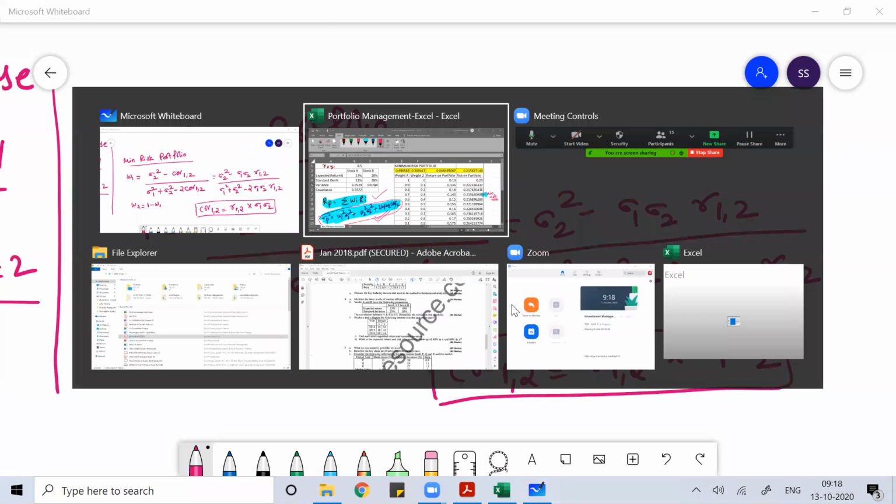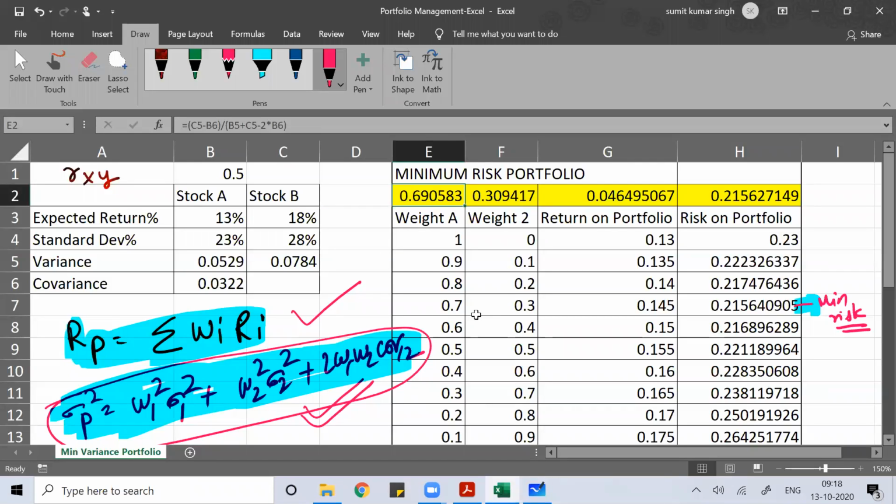So then, by using this formula, I found the variance on one.